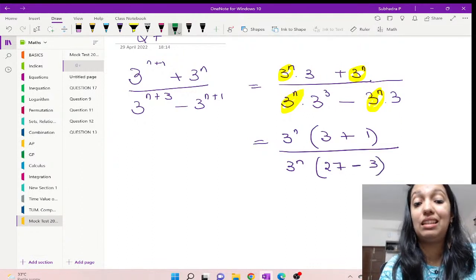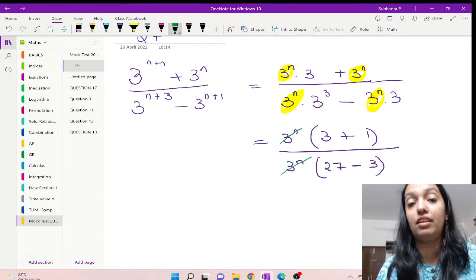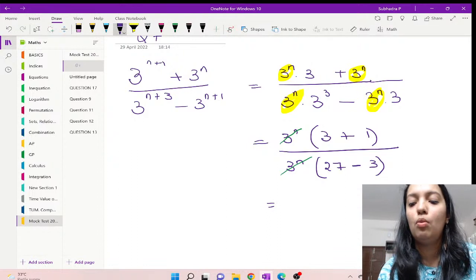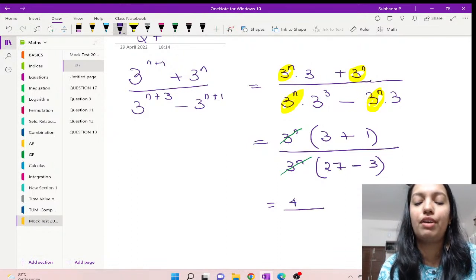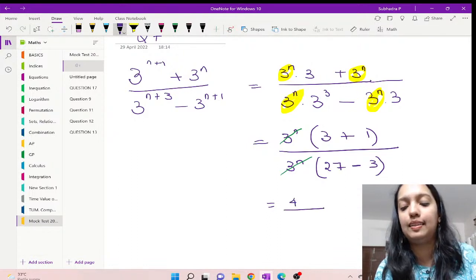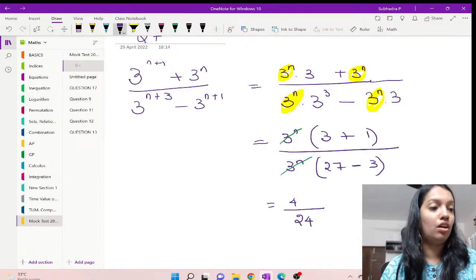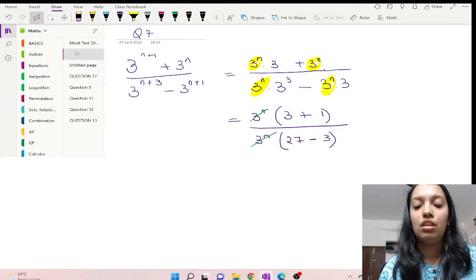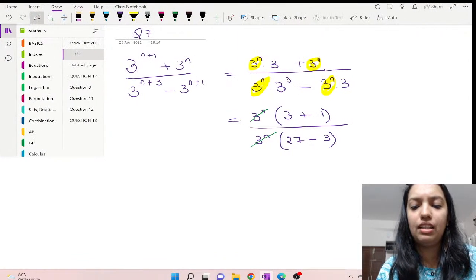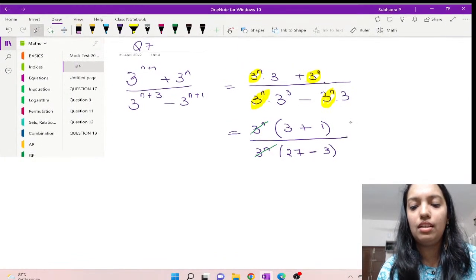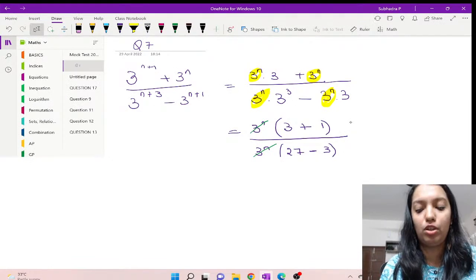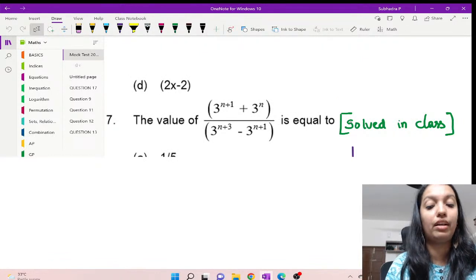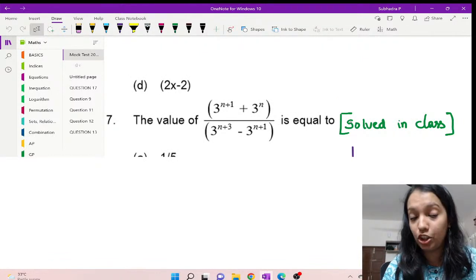So can I kill something here? 3 power n, 3 power n. It gets cancelled because it's there both in the numerator and denominator. What is 3 plus 1? 4, divided by 27 minus 3, which is equal to 24. So your final answer for this question is 4 divided by 24. Let's check, do we have that in our options? 4 divided by 24. Can you further simplify it? Yes.